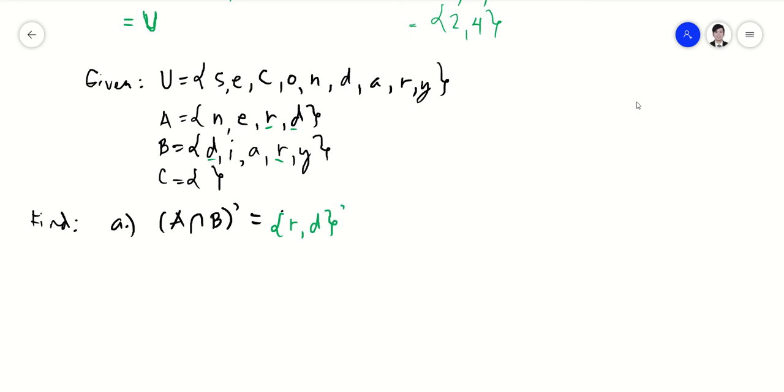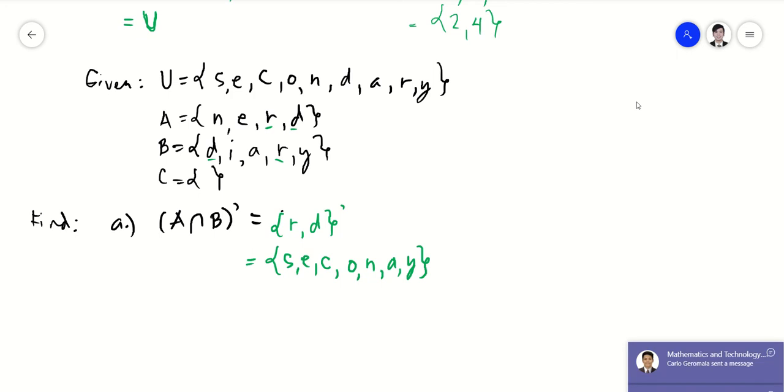But don't forget, you still have to find the complement of the set R and D. So meaning the elements that are in the universal set but not in here. And what are those? We don't have an S, we don't have an E, we don't have a C, we don't have an O, we don't have an N, but there is a D in here, so you don't have to write that. A, there is an R, and then Y. So this would be our answer for A. Let's try another one.